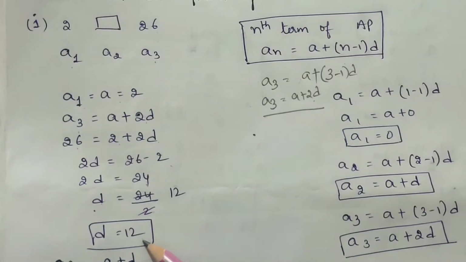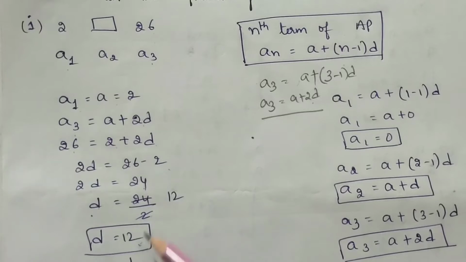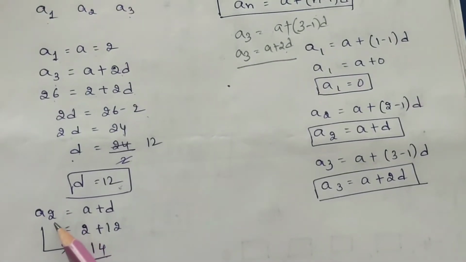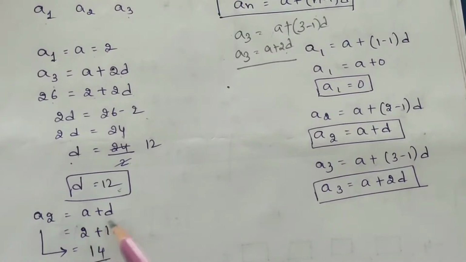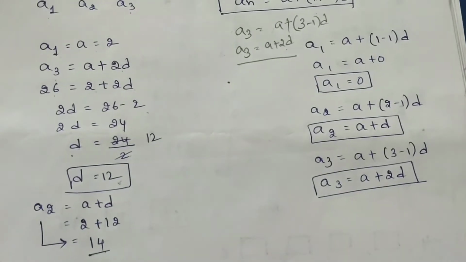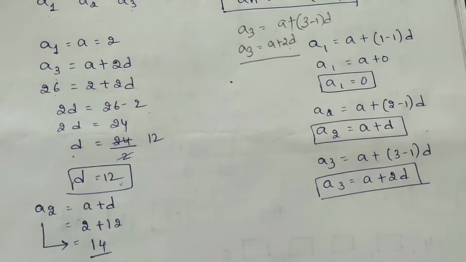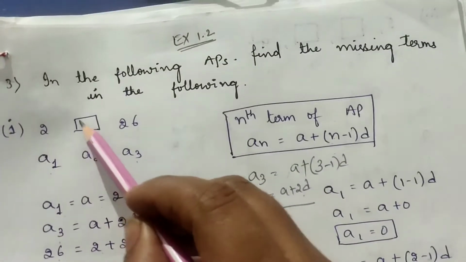If you know the common difference, then if you add this common difference to the first term, you will get the second term. That is a2 is equal to a plus d. a is 2 and d is 12. If you add, you will get 14 as the second term of the arithmetic progression, and here the answer is 14.